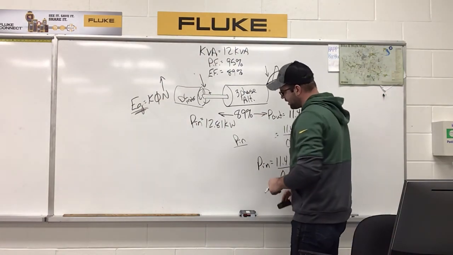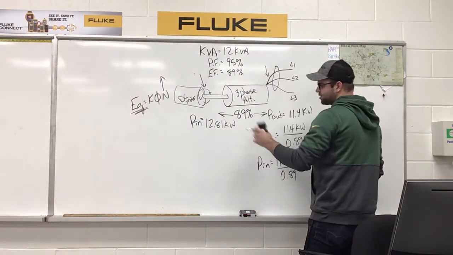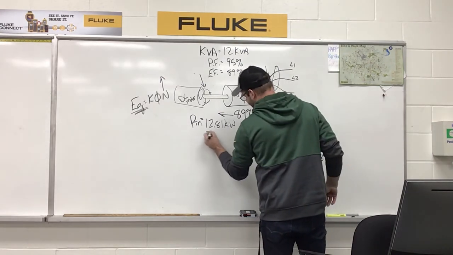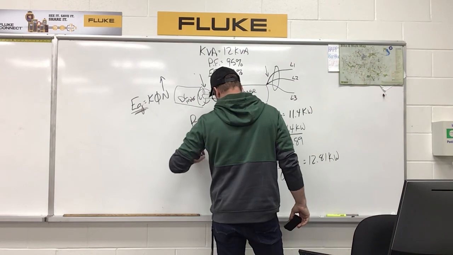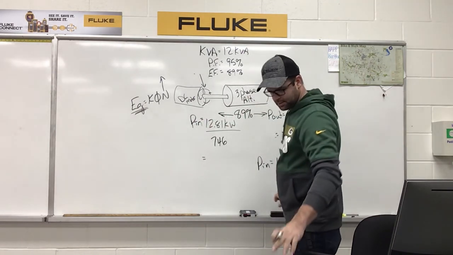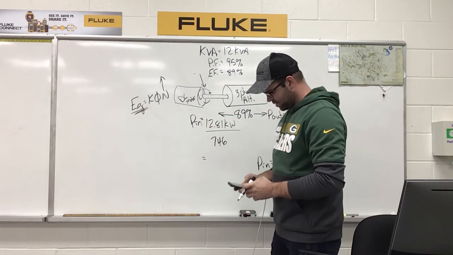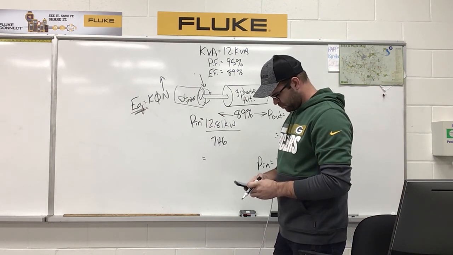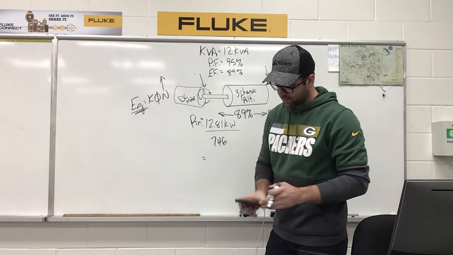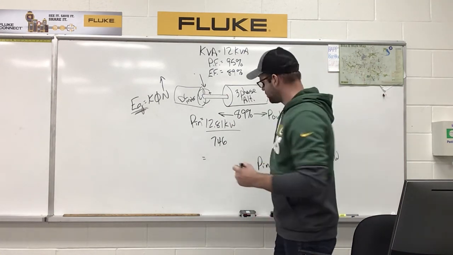So we've got 12.81, and then the last thing I want to do is just convert that to a horsepower. If I divide that by 746, I get a little nicer number. Divide that by 746, and we get 15.28 horsepower.